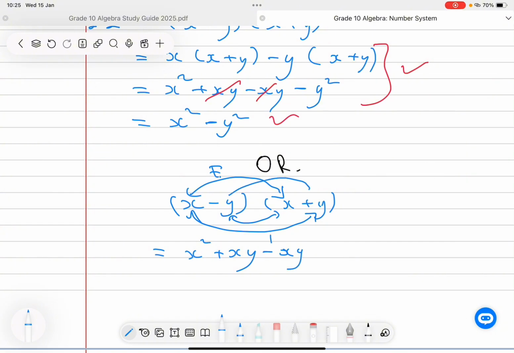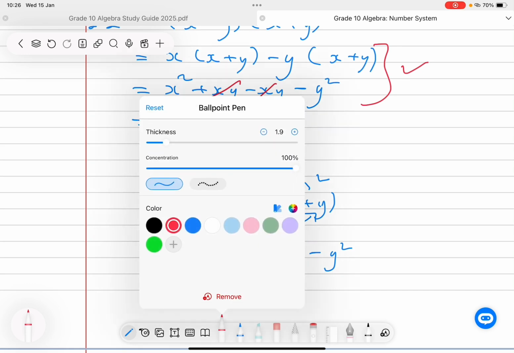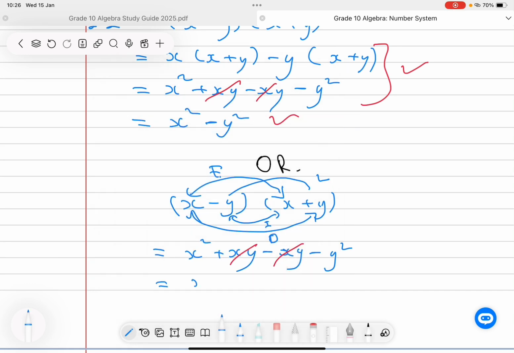Then we multiply the last terms. So this here is the outer terms, this here are the inner terms, and these are the last terms, right? And the last terms are negative y and a y. So that will give me negative y squared. Now here again, as you can see, is the same expression as we got at the top. This will give me a 0 because they simply cancel each other out. Then I'm only left with x squared minus y squared.